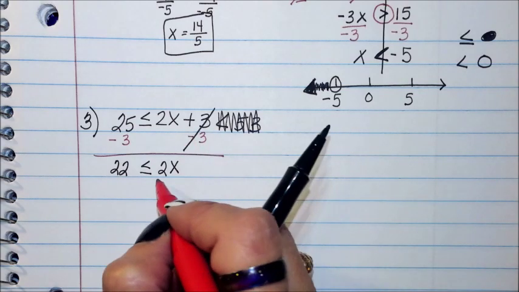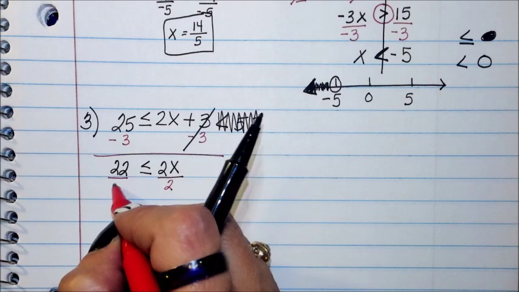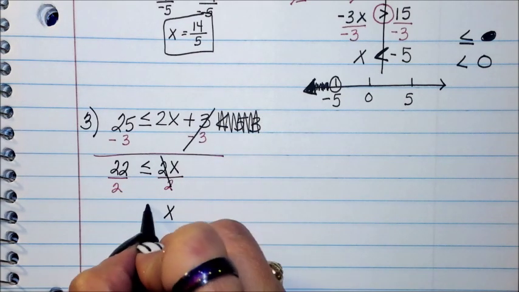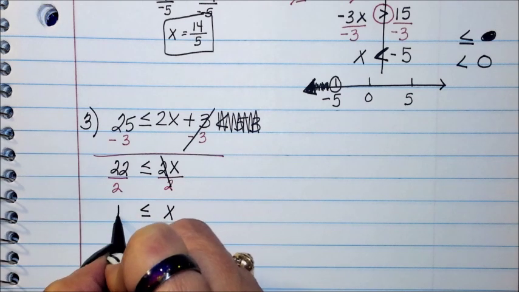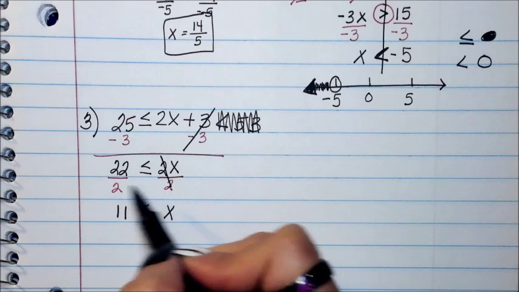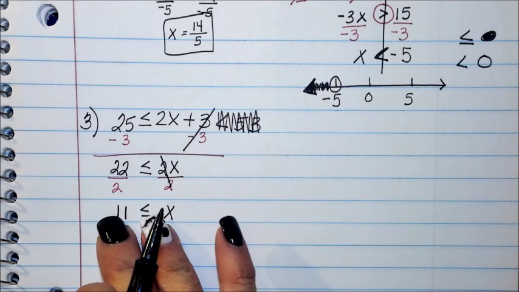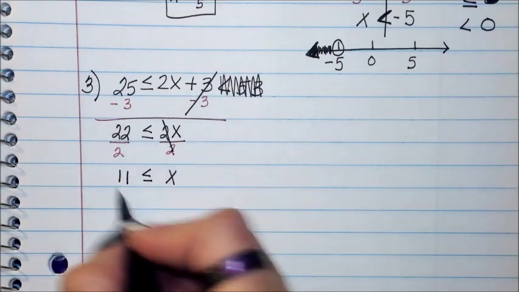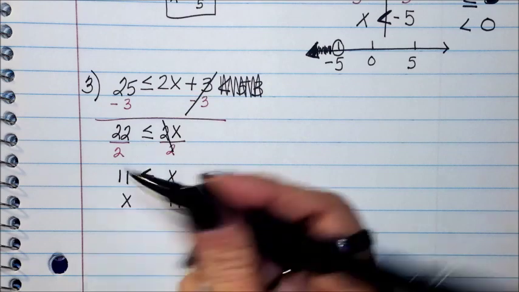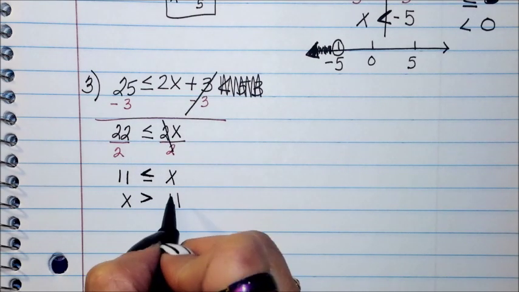And now I can divide both sides by 2 to get that x alone. So that's going to be x. 22 divided by 2 is 11. I didn't need to flip the sign because I didn't divide by a negative number. I don't like to read this backwards, so what I'm going to do is flip it around. I'm going to say x and 11. It's pointing to the 11, so when I swap sides, I want to make sure that my inequality is still pointing to the 11.